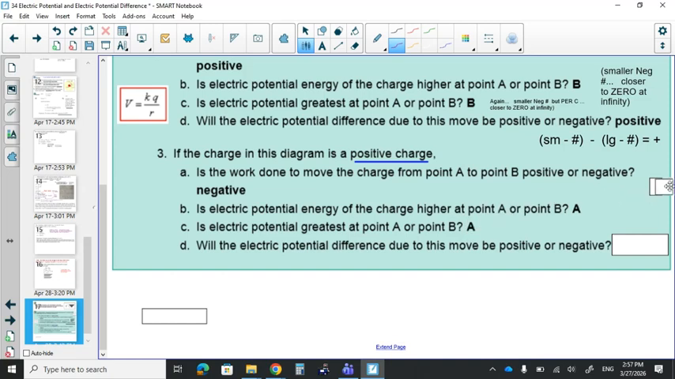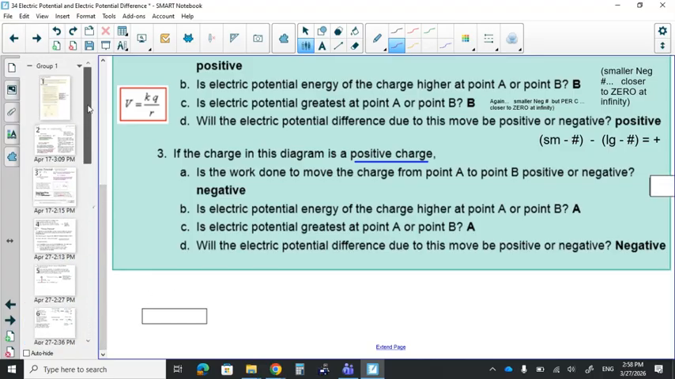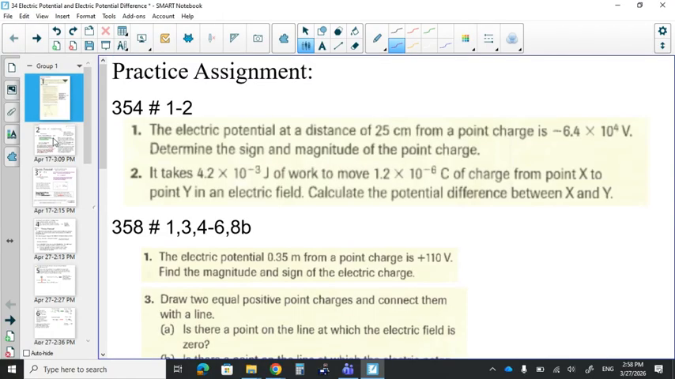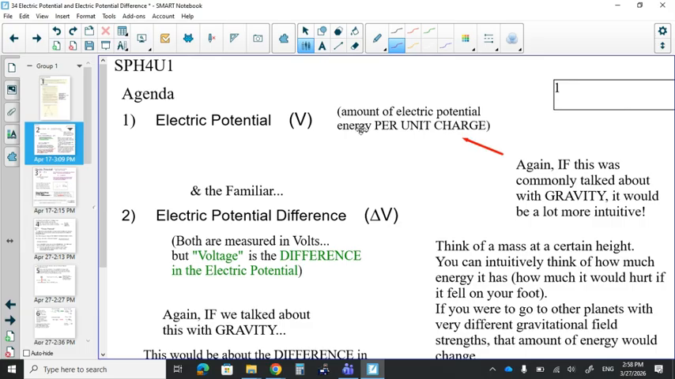Electric potential energy would be higher at the first one, at A. The energy per charge would be higher at A as well. And the electric potential difference would be negative in that case, right? Because you would have allowed it to let energy out. So energy out per coulomb would also be a negative. So that is that.